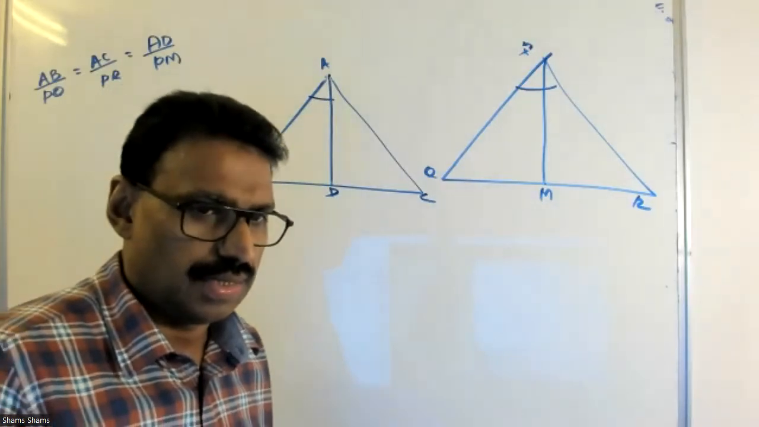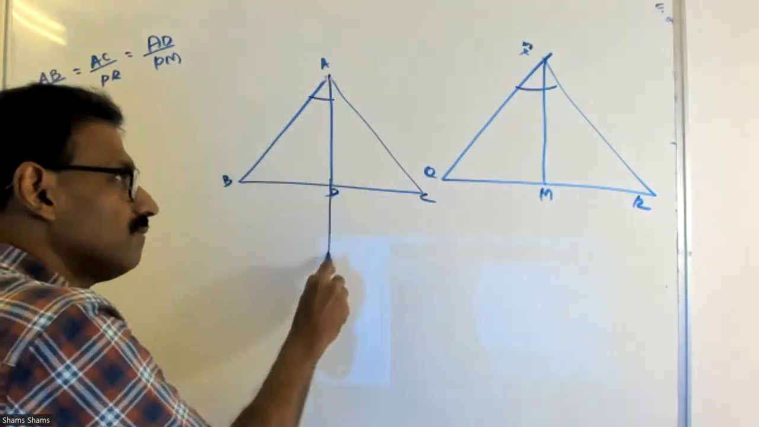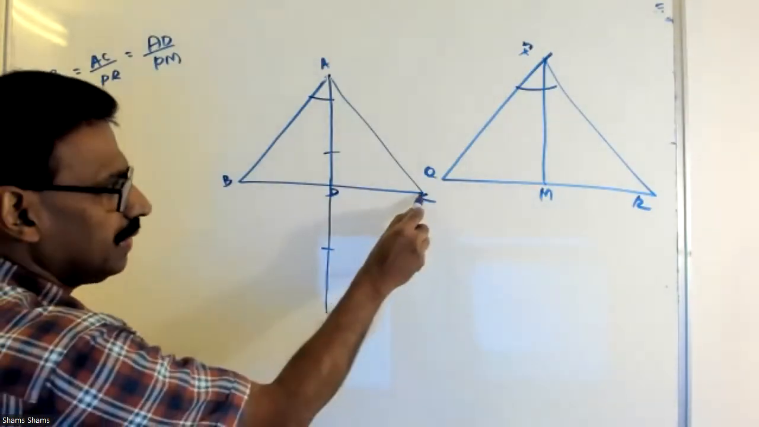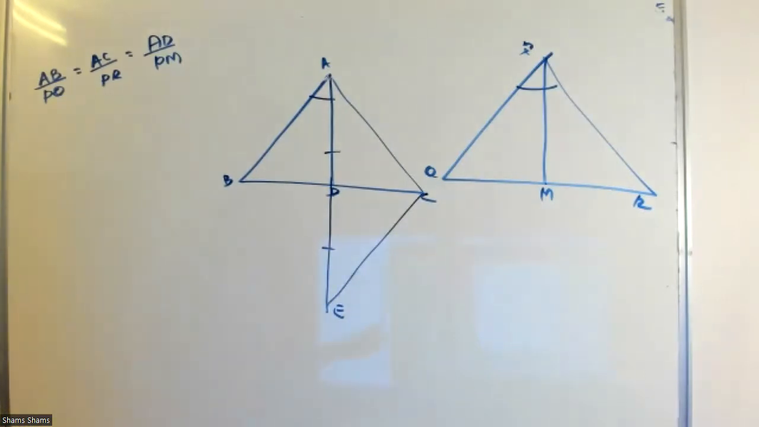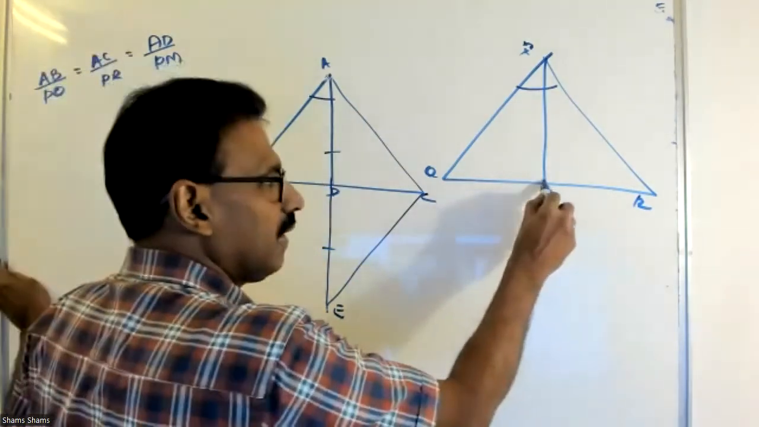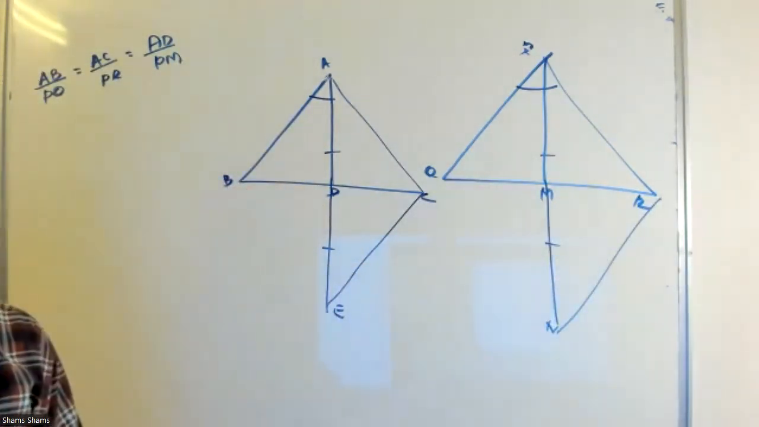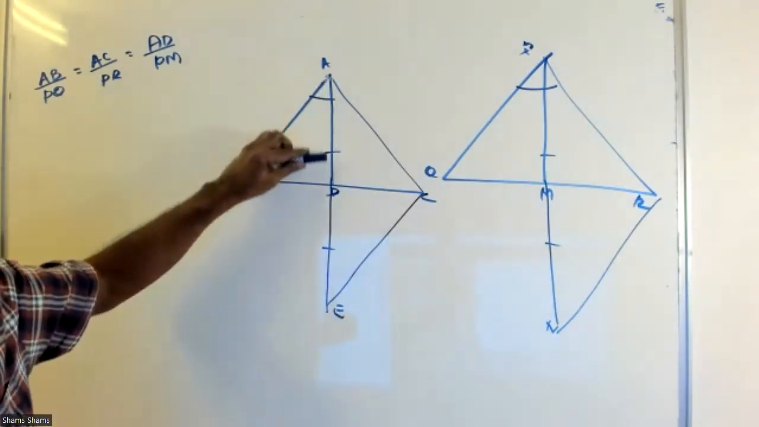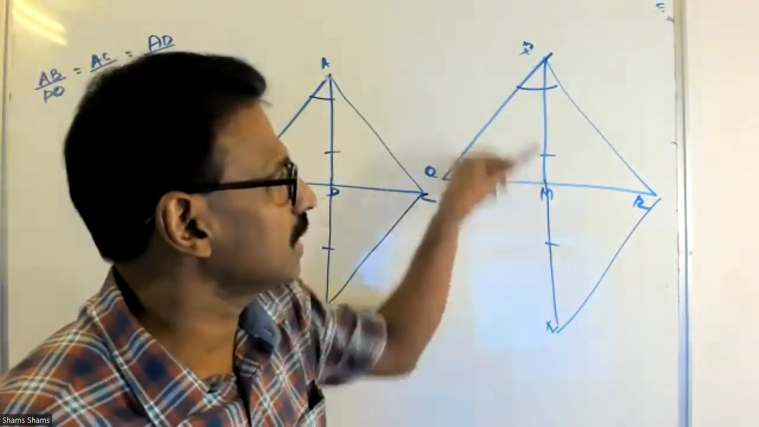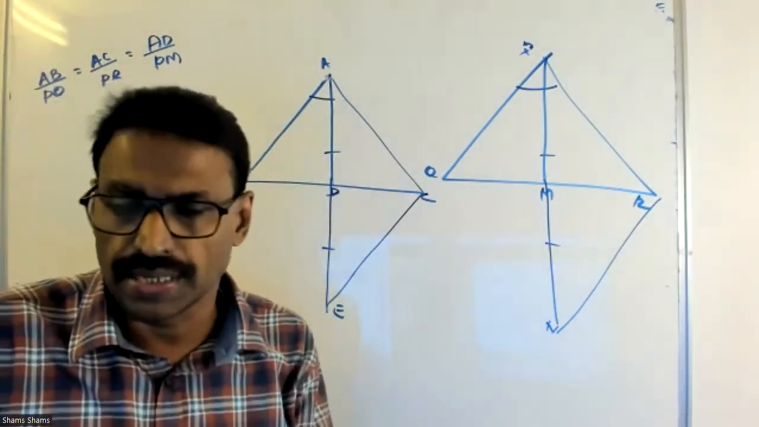Now look here. I'm doing a construction. Extend AD to E such that AD equals DE. Join CE. Here also, extend PM to N such that PM equals MN, and join it. This is the construction. Now back to the question. Don't write anything, I'll give you the complete notes.